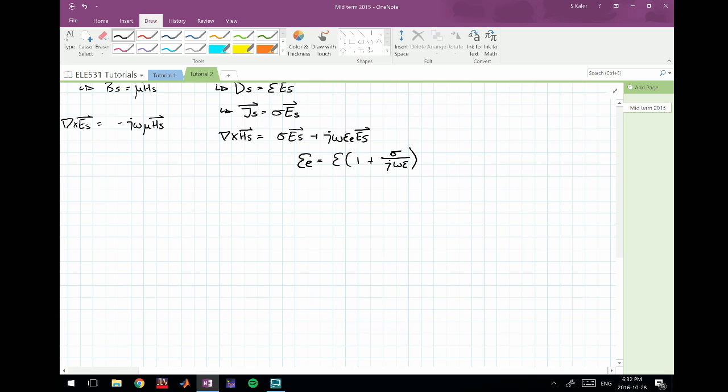Do you all know that? Is this making sense? I'm seeing a lot of blank faces. That's what I said. Does anybody have questions?